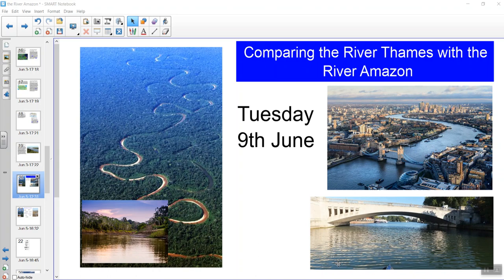Good morning again, children. So, yesterday we looked at the river Amazon and you found out some information about the Amazon. We also looked at some of the words that we might need to use when we are describing the river, any river really.